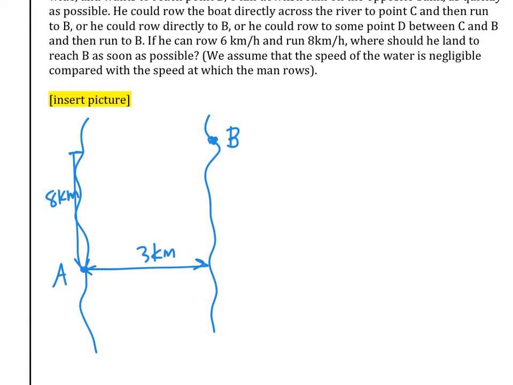There are 3 things you can do. He can row across and then run. So that's the first option. Or he can just go straight there by rowing. That's the second option. Or the third option is to row to somewhere here and then run across. And then they said to call this point D. This is C. So what should he do to get there as fast as possible?